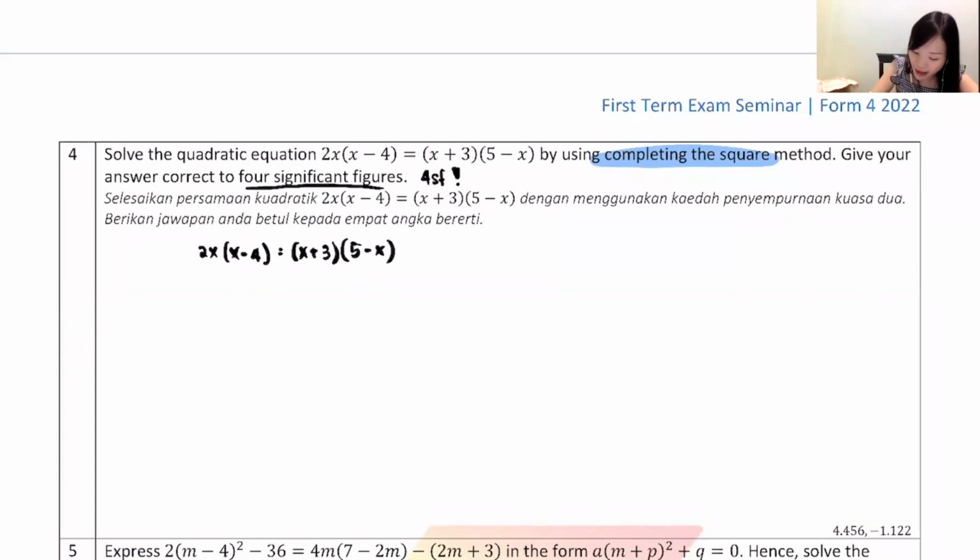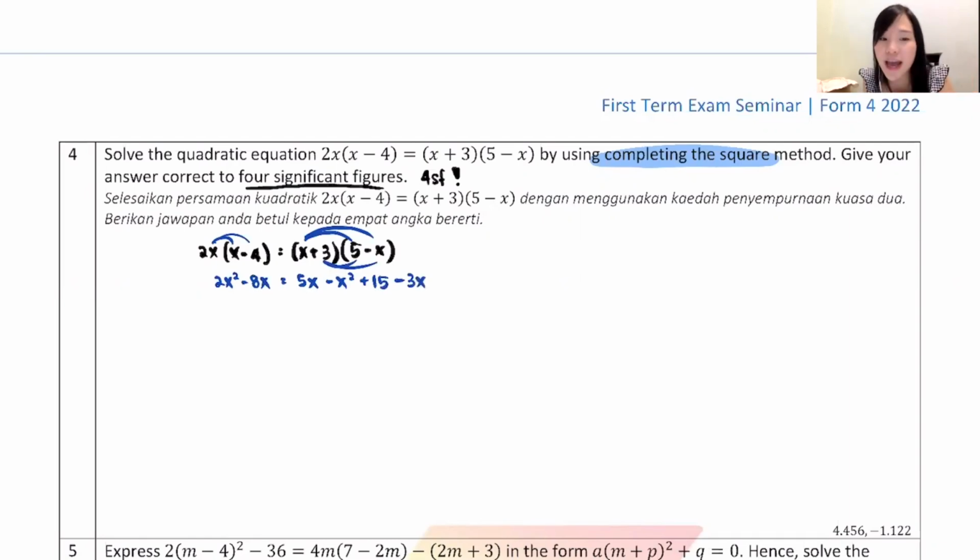So guys, I shall start again now. Open bracket: 2x times x, 2x squared. 2x times -4, -8x. Right side, I continue to expand. x times 5, 5x. x times -x, -x squared. 3 times 5, isn't it 15? 3 times -x, isn't it -3x? Again, I think they look like a general form, but you must have a 0. I'll make the right side 0 because I like my x squared positive. So you see, 2x squared and -x squared, if I combine, -1 move it over, +1. 2 plus 1, 3x squared.